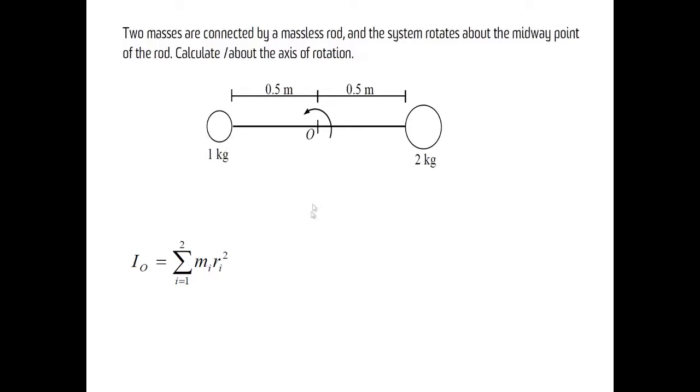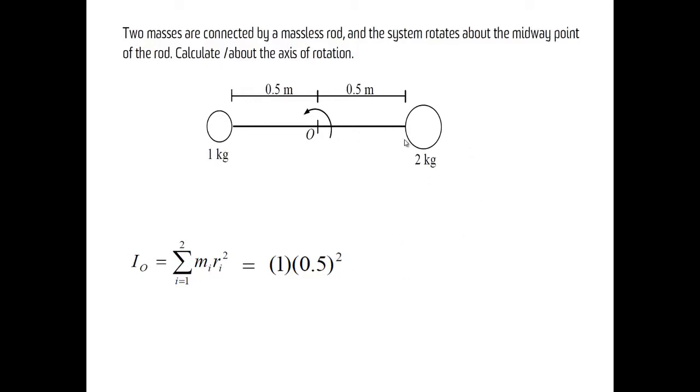So therefore, the first part of the answer would be 1 times 0.5 squared. Now, where does that 1 come from? Well, that 1 comes from the 1 kilogram mass at this end of the rod. The 0.5 comes from the distance between the mass and the axis of rotation. The final value is squared, so it's 0.5 squared.